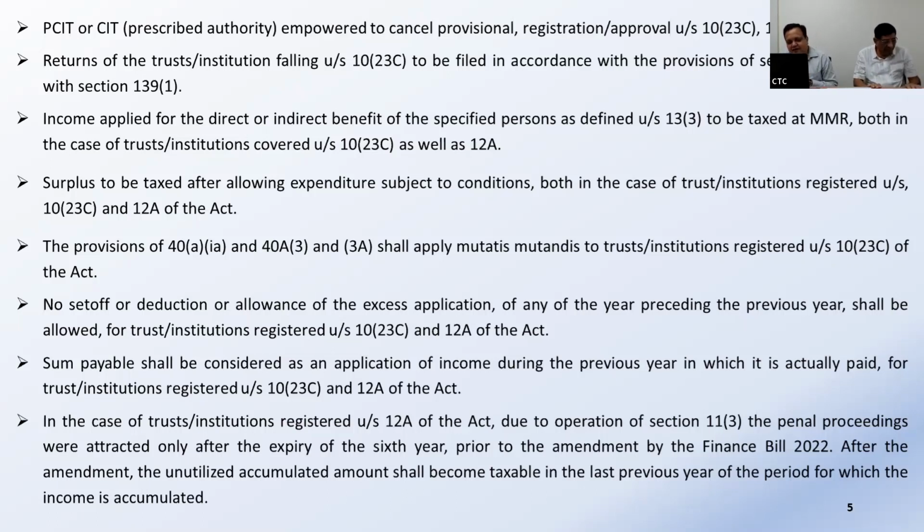Okay, one more amendment. In the case of a trust institution registered under section 12A of the Act, due to operation of section 11(3). Ashok, you said that after 15 days, 20 days, you can go for 9A and that payment can be taken. Yes, 9A is always available, so no risk. That should not be planned this way, also.